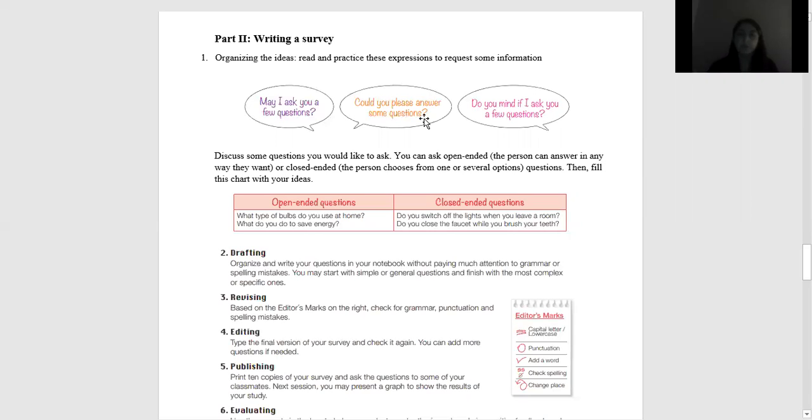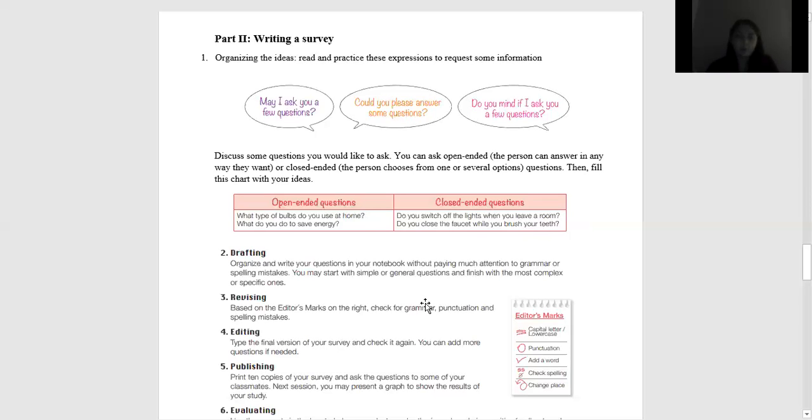May I ask you a few questions? Could you please answer some questions? Do you mind if I ask you a few questions? And then, if you want to work in pairs, you can discuss some questions you would like to ask with your partner, and you can ask open-ended and close-ended questions, okay? Open-ended questions are the ones where they can answer whatever they want, and close-ended are the ones with options like yes or no.